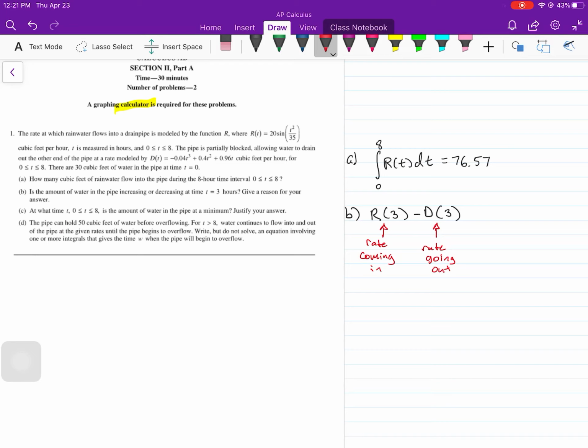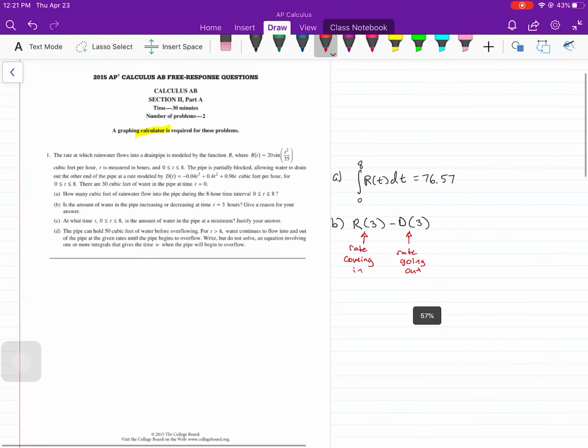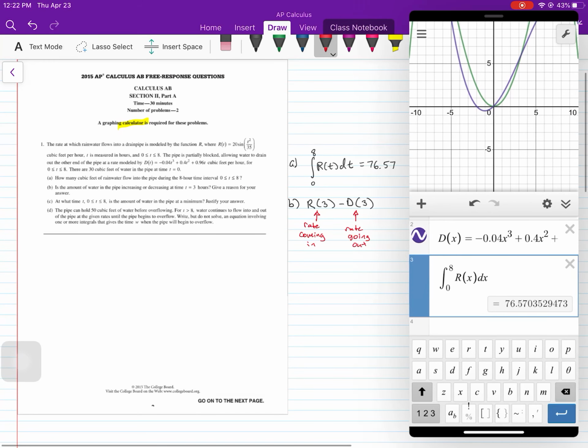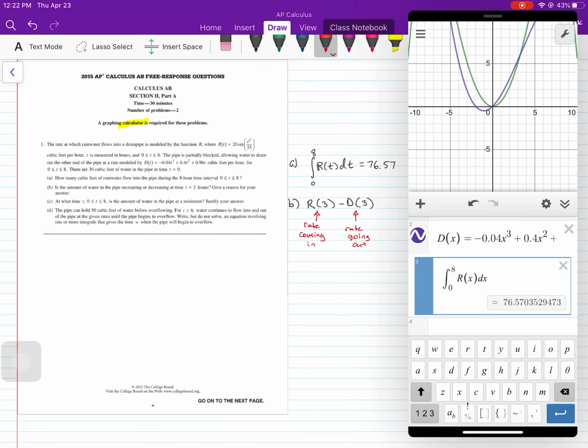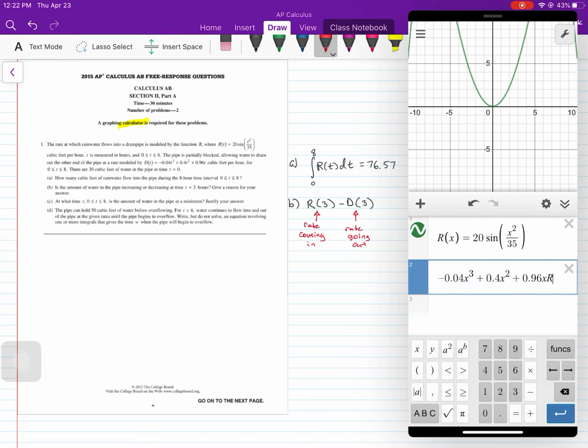We care about the sign here. Is it positive or is it negative? If it's positive, then the amount of water is increasing, because that means the rate of it coming in is surpassing the rate going out. And if it's negative, then it's decreasing, because we want to know, is the amount of water in the pipe going up or going down? So how do we calculate that? We're going to go ahead and just use our Desmos. So let's clear that. And it's really easy.